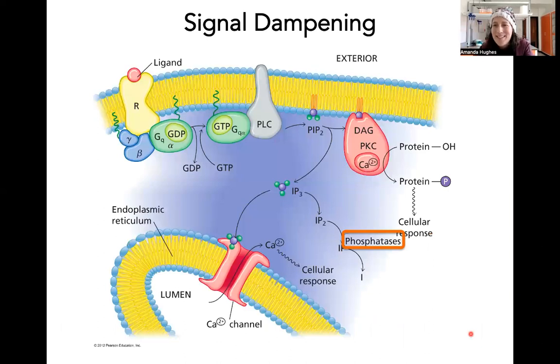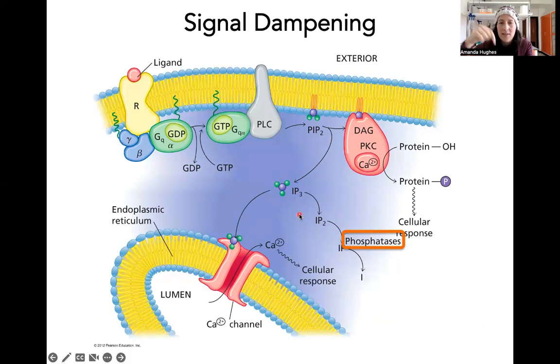Okay, so how do we dampen this signal? Well, one thing we can do to dampen the signal is remove IP3 via phosphatases. Phosphatases are going to come in and use a water molecule and hydrolyze off each of the 3 phosphates. So IP3 turns into IP2, diphosphate, which turns into IP monophosphate, and eventually all 3 phosphates are removed and you're just left with that sugar molecule.